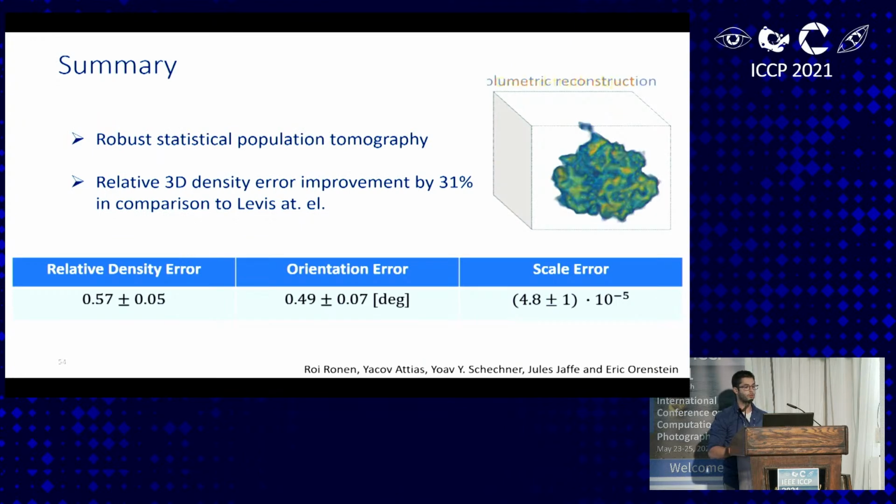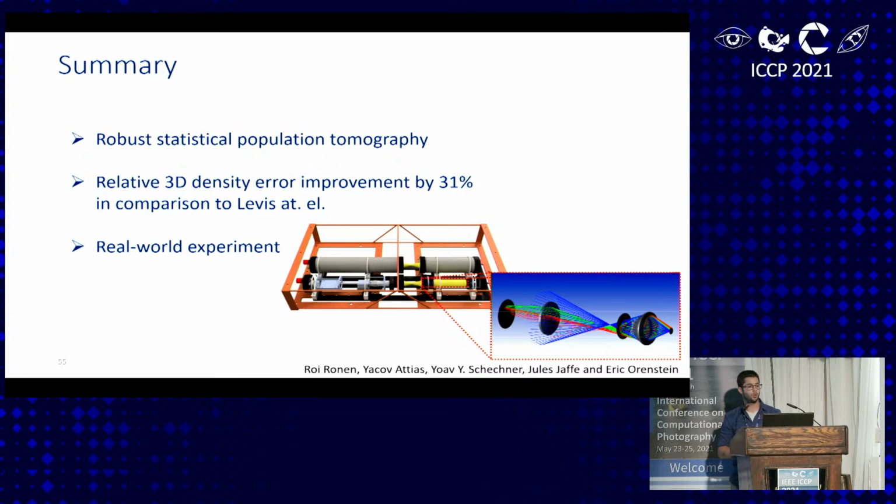To counter errors due to non-rigid deformations, we weight the data by an advanced model developed for cryo-electron microscopy. On simulation, we assess that our method improves the relative 3D density error by 31% in comparison to the previous method by Levis et al. Also, we demonstrate the approach on live plankton we image using our underwater system.